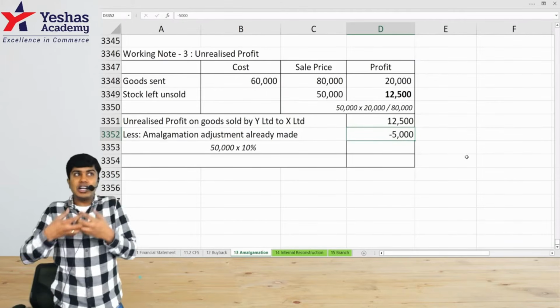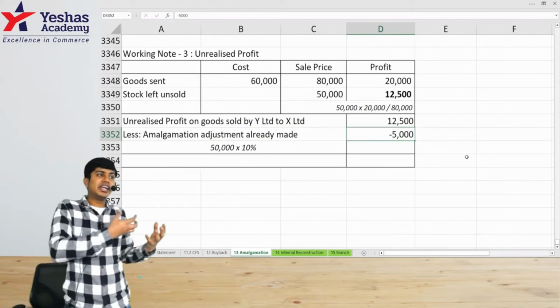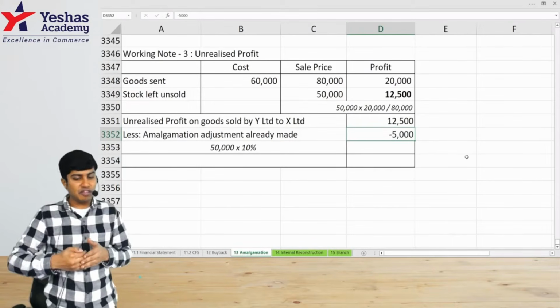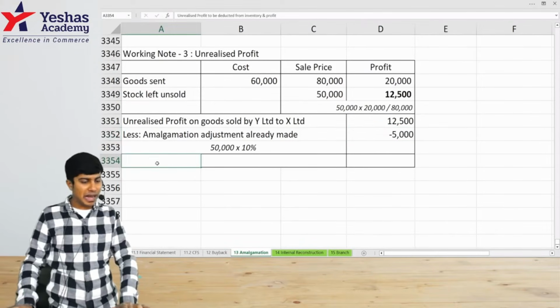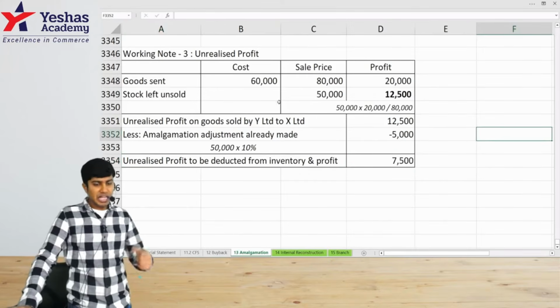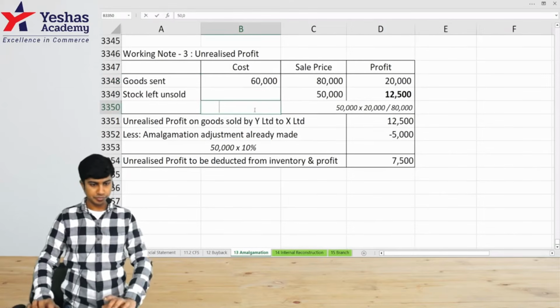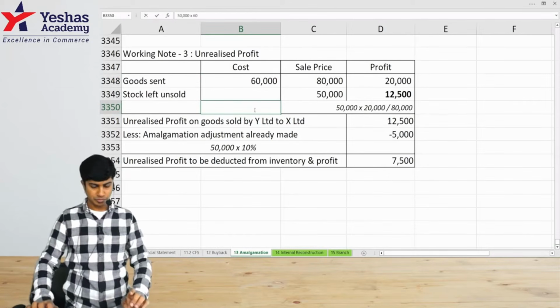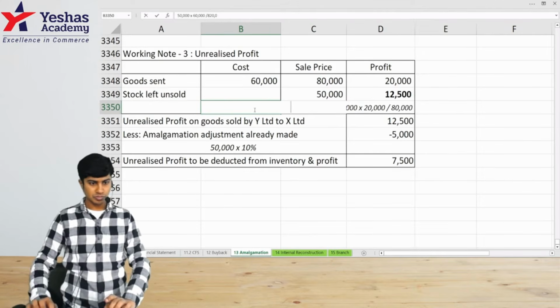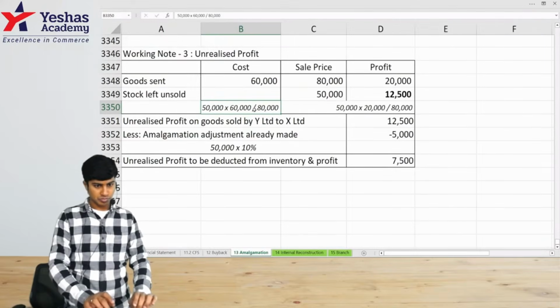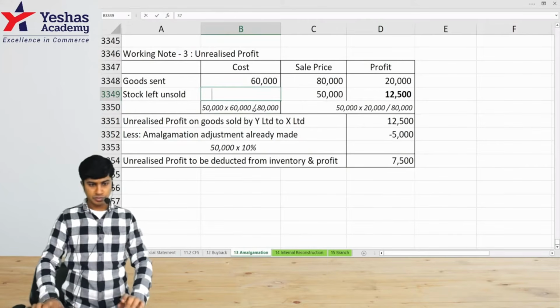We are taking the inventory not at 1,10,000 into Y Limited's balance sheet. We are taking it at 99. So that 50,000 worth of inventory is already reduced by 10. We made it 45. So I would have to eliminate only the balance 7,500. If you want to find the cost of this, do 15 to 60 by 80. What do we get? How much does it come to? 37.